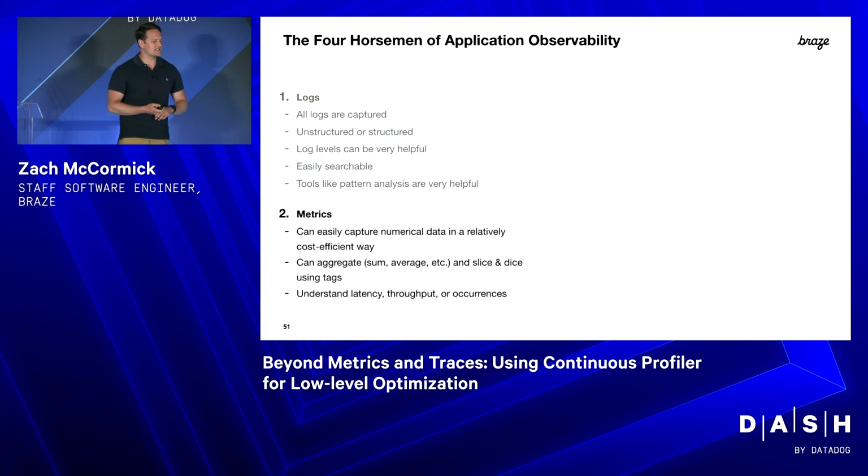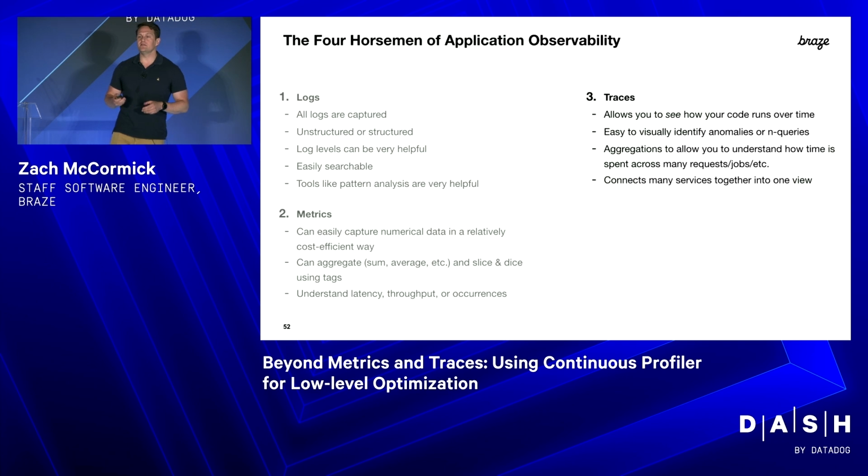After that, you've got metrics, so you can easily capture numerical data in a relatively cost-efficient way. You can use aggregates, so sums, averages, mins, maxes, and slice and dice them using tags, which again can make it very easy to narrow down the scope of your problem. And they're very useful for understanding latency, throughput, number of occurrences, things like that. Both of those require you very much to specifically put those things into your application, right? You're not going to get a lot of value if you don't explicitly write out, log this thing here, or increment this metric there, or record this metric there.